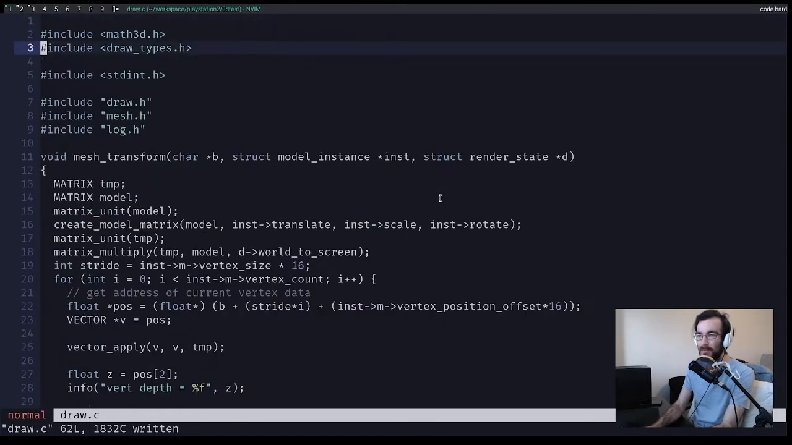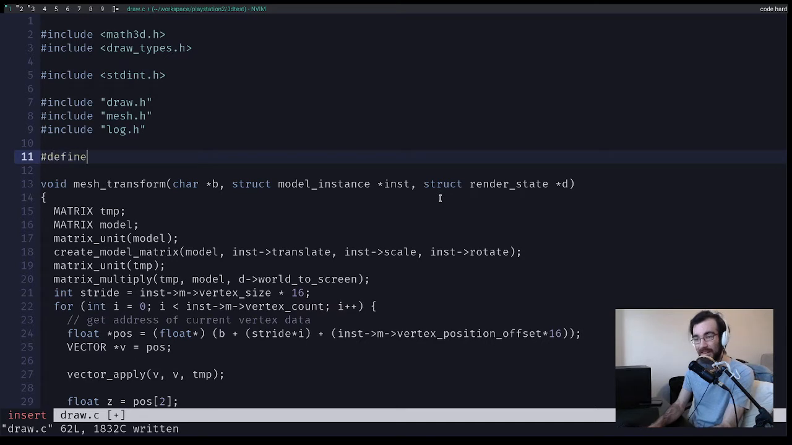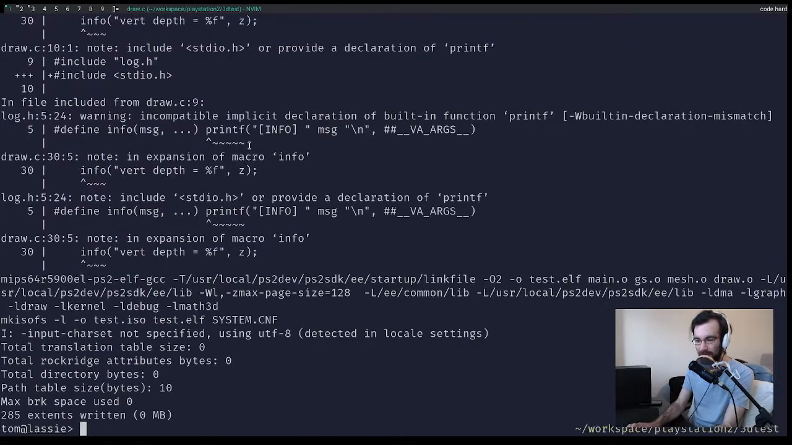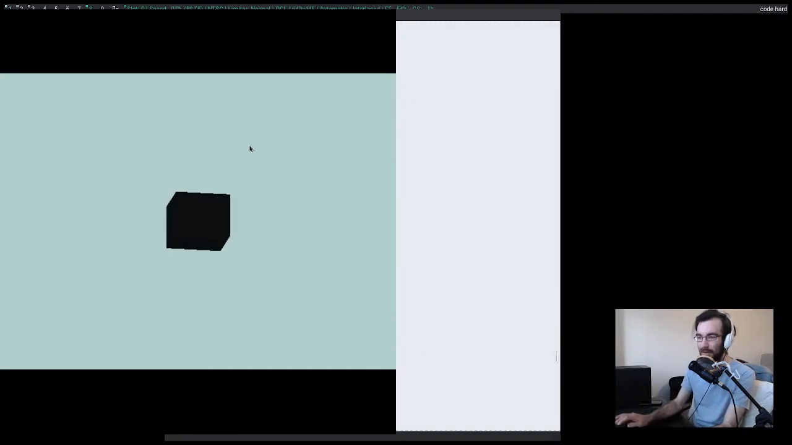Okay, and we'll define Z max to be, let's say, 2 to the 20. So what would that be? 2 to the 20 would be 2 to the 10 times 2 to the 10, so 1024 times 1024. So this should be fine. Make run.